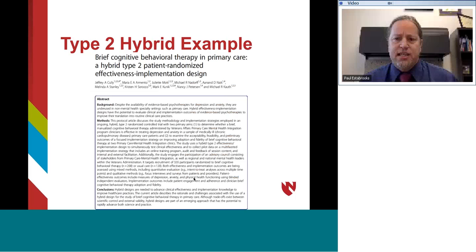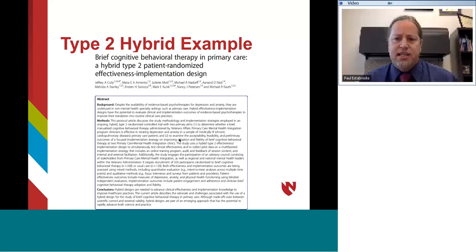And so an example of this one here is by Cully and colleagues. And again, I'll just walk you through it. And I know this is small for people that are looking on their screen, but I hope you can look at it and see it okay. But the idea here is that they say there's evidence-based psychotherapies for depression and anxiety, but they're underused in areas such as primary care. So they wanted to determine how well these types of evidence-based psychotherapies would compare to usual care when they're delivered in a typical primary care setting. So that's the effectiveness side of things. But then they're also interested, as you look down a little bit further, to examine the acceptability, feasibility, and preliminary outcomes of a focused implementation strategy on improving adoption and fidelity to the cognitive behavioral therapy at 2 primary care mental health integration clinics.